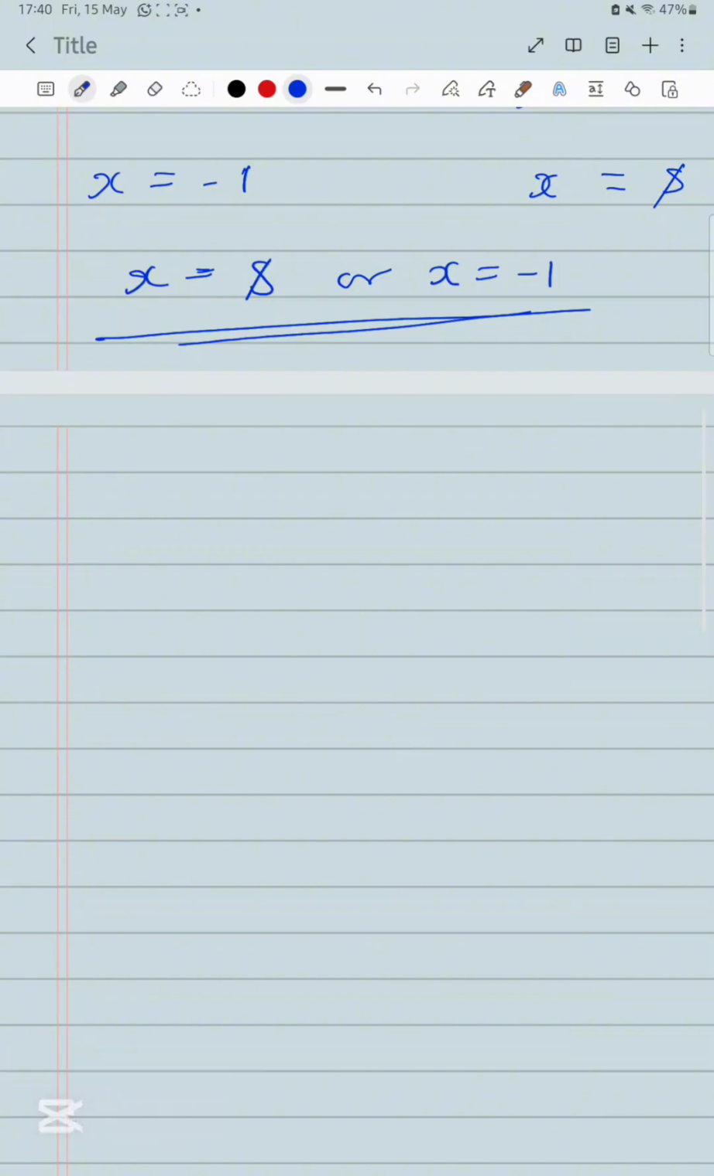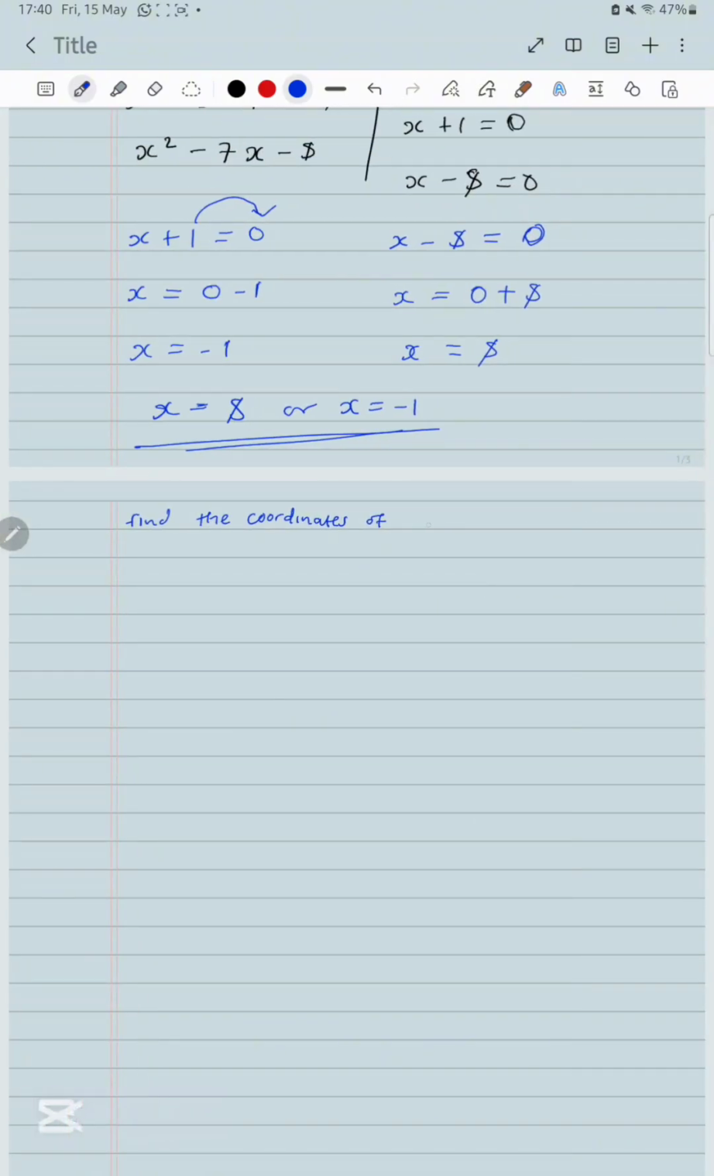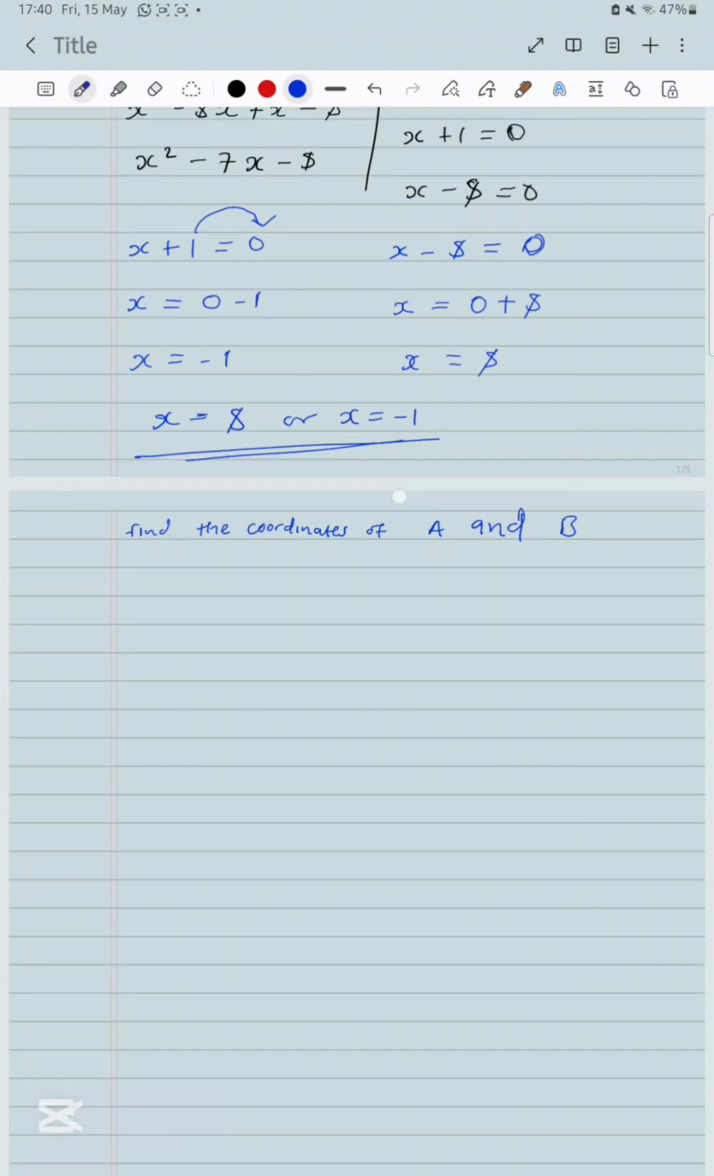So if you check, the question demands us to find the x coordinates of A and B. So how do we find them? The first thing, let us set y equal to 0.